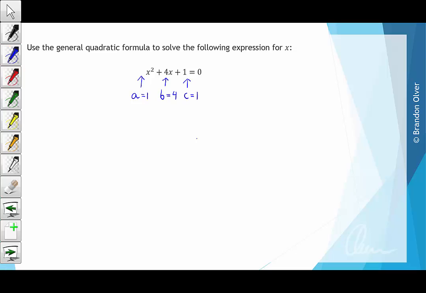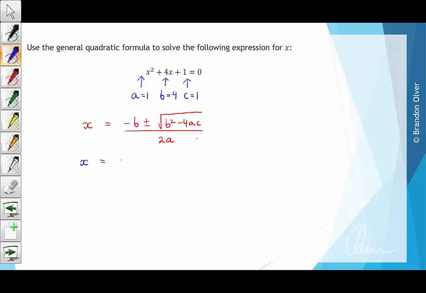So the general quadratic formula says that x is equal to minus b plus or minus the square root of b squared minus 4ac divided by 2a. So the general quadratic formula only works when it's in the form ax squared plus bx plus c is equal to 0. So we've got it in that form and we've worked out what a, b and c are equal to. So now it's just a matter of substituting them into the formula.